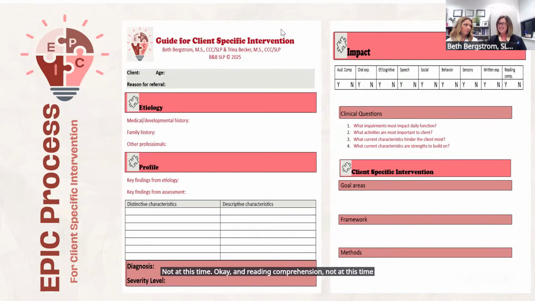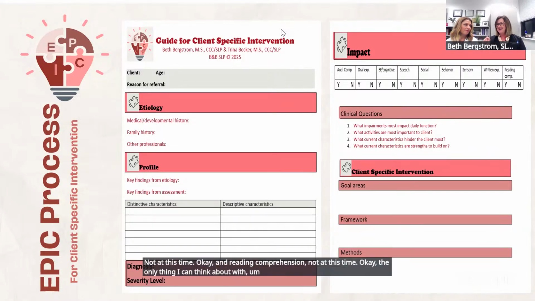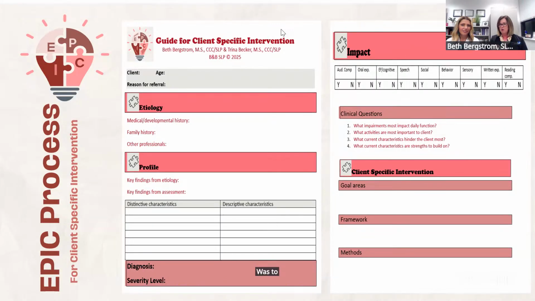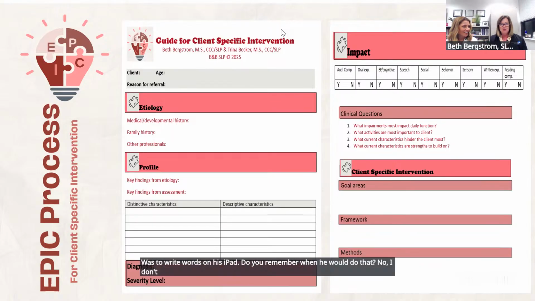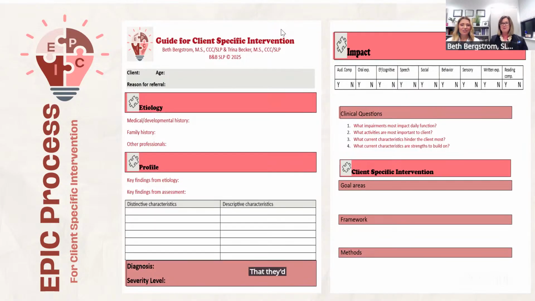Okay. The only thing I can think about with writing and reading is that he liked to use his device to get out of doing some things at school. And what he would do instead of doing the lesson was to write words on his iPad. Remember when he would do that? No, I don't. And people were so impressed that he was spelling some of those sight words and things that they'd let him get out of what he was doing in the classroom and just write on his device.